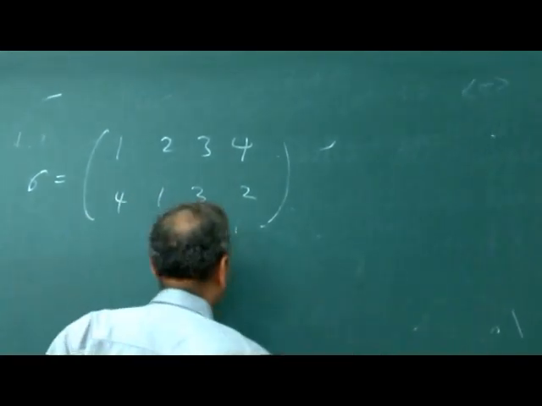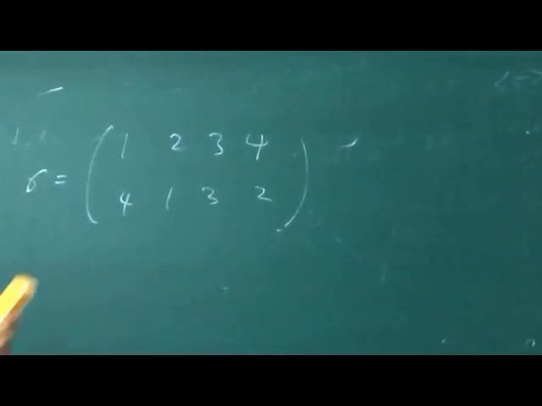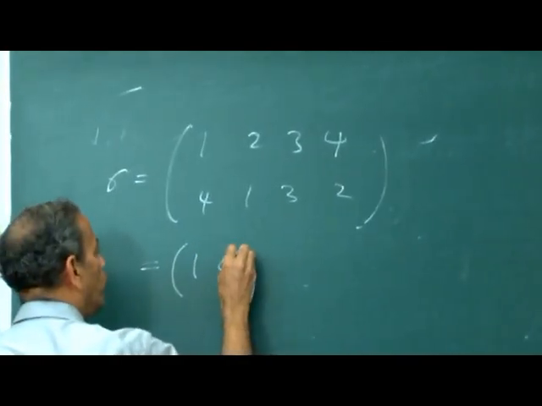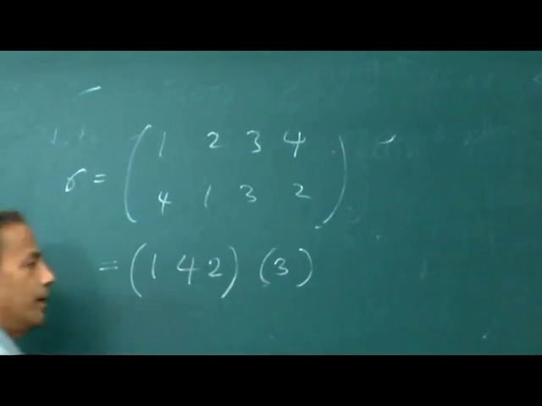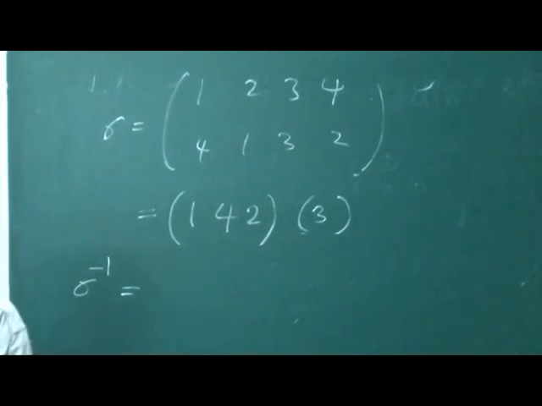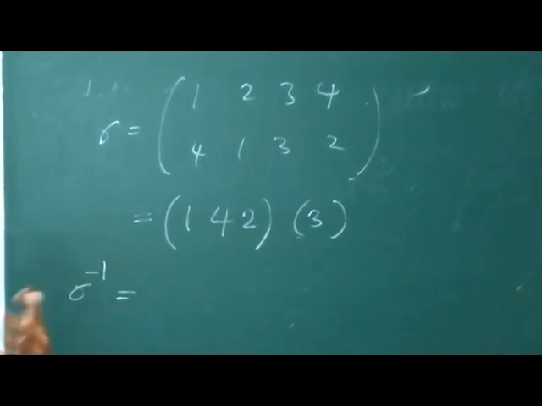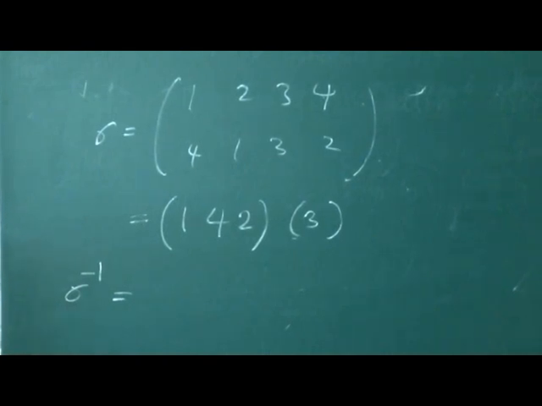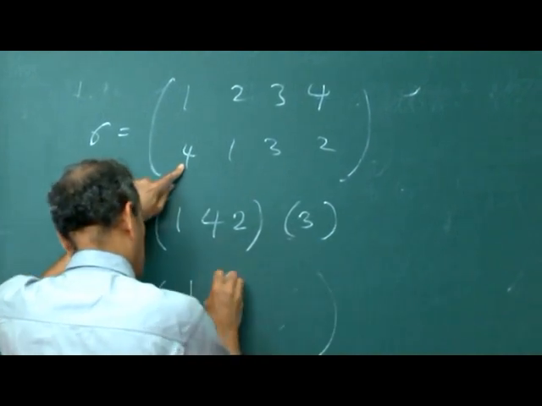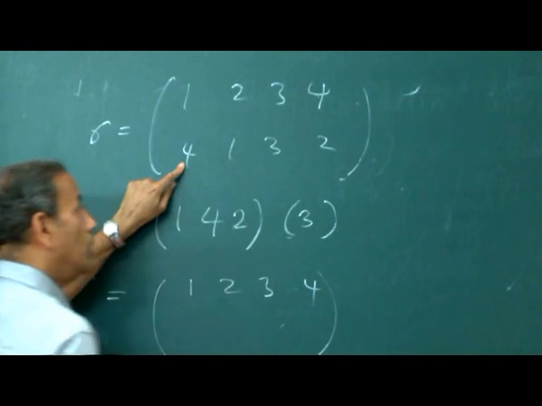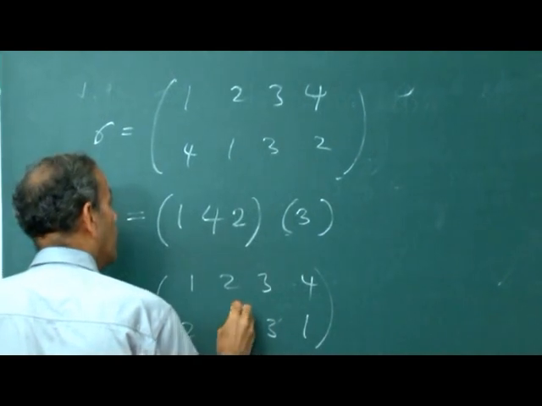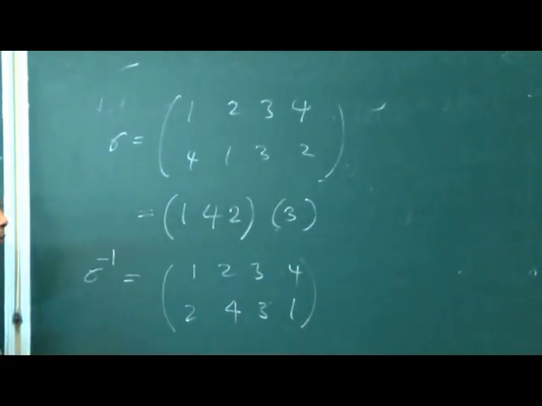So what does this mean? Sigma is taking 1 to 4, 2 to 1, 3 to 3 and 4 to 2. In cycle notation, the same is 1 going to 4, 4 going to 2, 3 going to 3. Now we want to take sigma inverse of that permutation. Sigma inverse does whatever sigma does in the reverse order. That means sigma inverse takes 4 to 1, 1 to 2, 3 remains 3, and 2 goes to 4. So this is the sigma inverse.